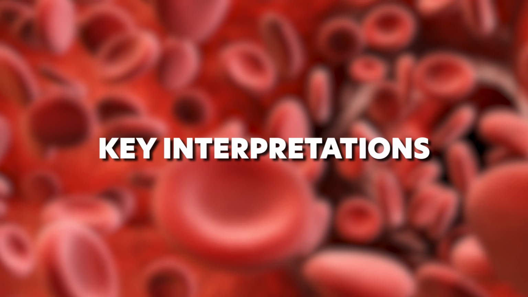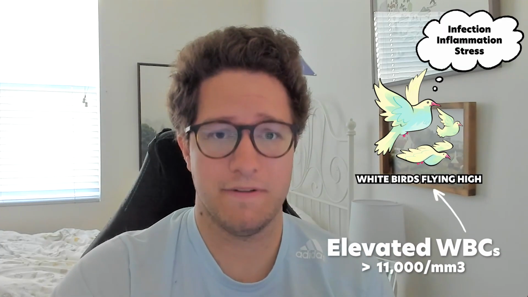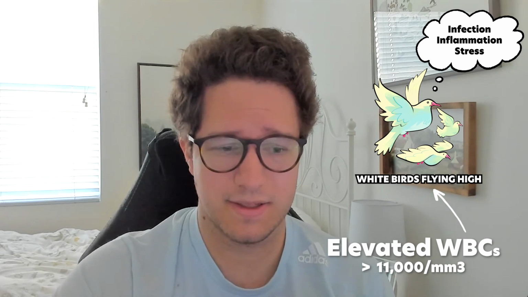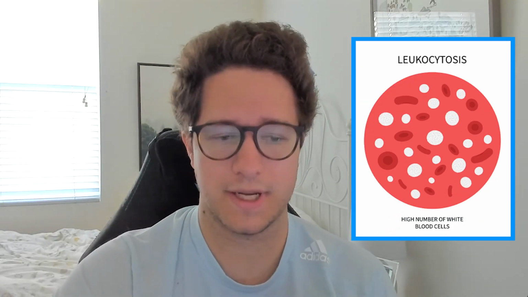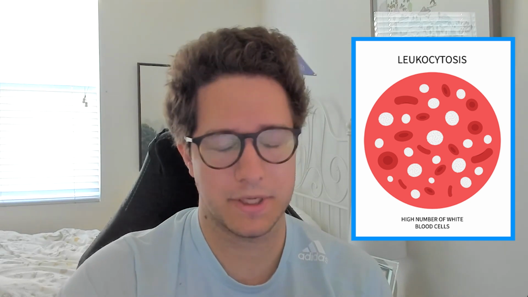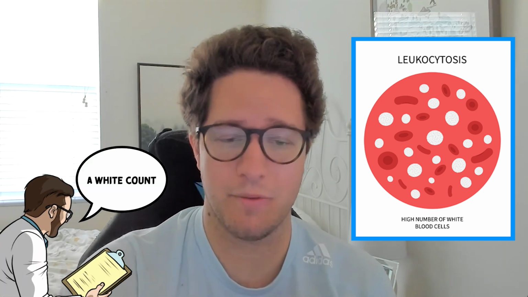Here are a few key interpretations to keep in mind. For elevated white blood cells, think infection, inflammation, or stress. Pretty broad. If your patient has a high white count, this is called a leukocytosis. A lot of doctors will simply just refer to this as a patient having a white count. It's not very specific, so you're going to have to use your clinical judgment when interpreting.